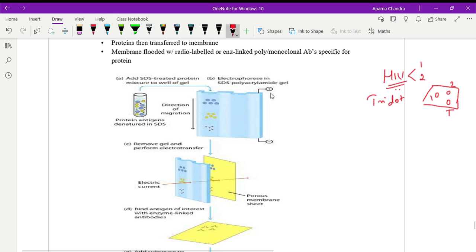You know blotting techniques. There are three types: Southern blotting, Northern blotting, and Western blotting. One is for DNA, one is for RNA, and one is for protein. The Western blotting technique is for protein separation. For protein separation, we generally use SDS-PAGE, that is, sodium dodecyl sulfate polyacrylamide gel electrophoresis. So we are using acrylamide here.